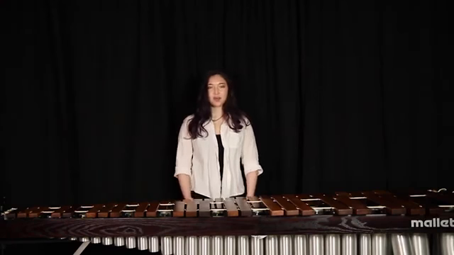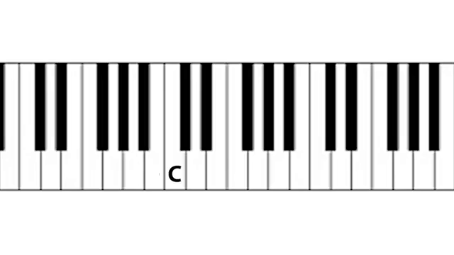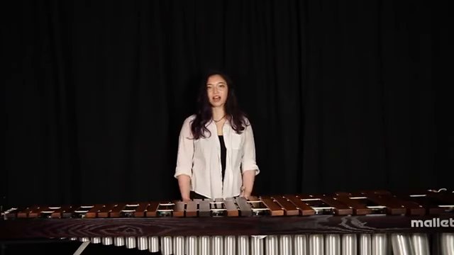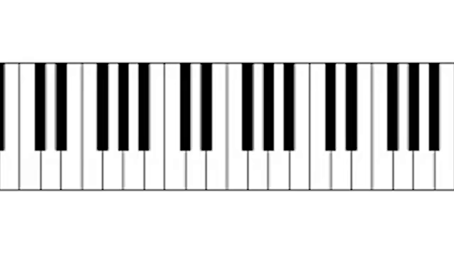A half step is the smallest interval and is just two notes that are chromatically adjacent to each other. For example, a half step down from C is B, and a half step up from C is C sharp. A whole step is just two half steps added together. For example, B flat is a whole step down from C, and a whole step up from C is D.